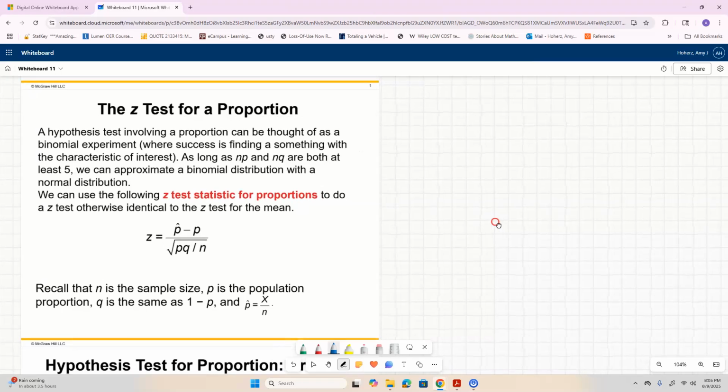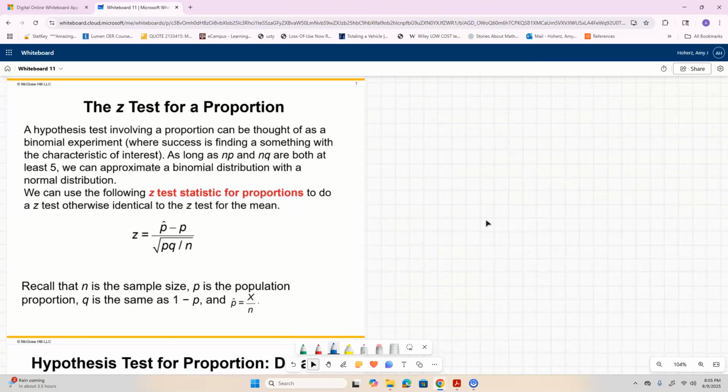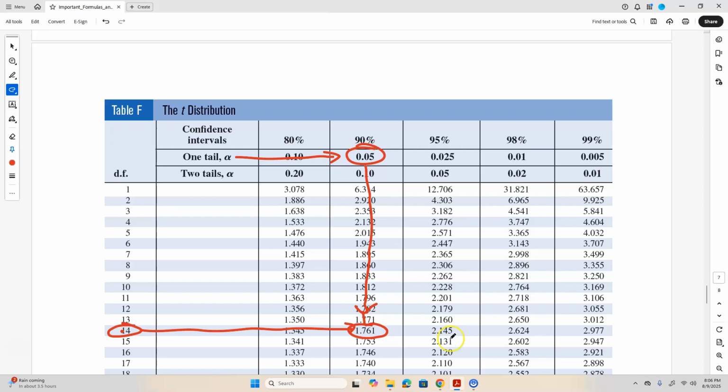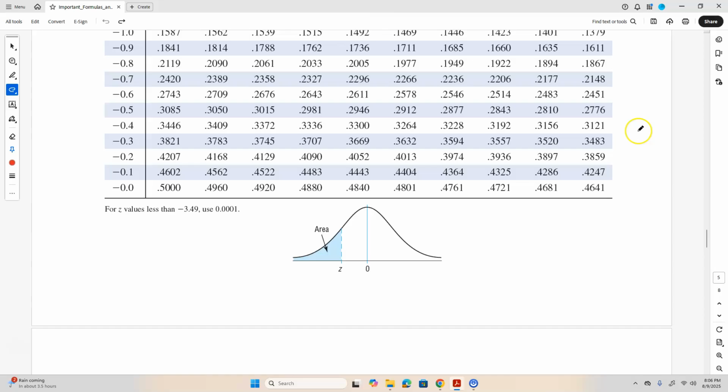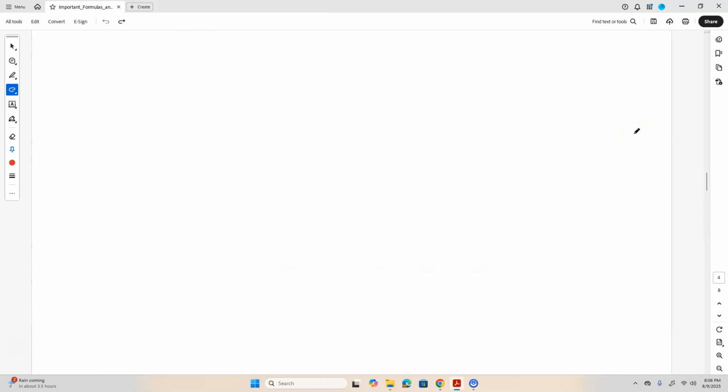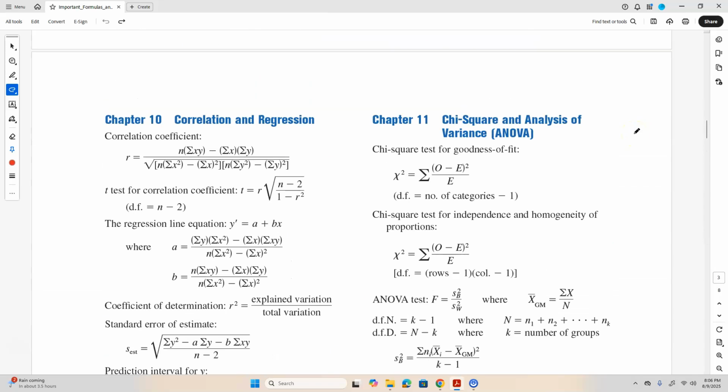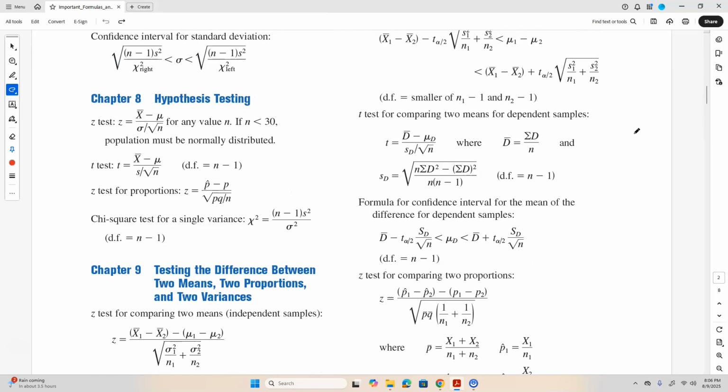All right. Now, how is the z-test for proportion different? Very little is different. The only major thing that's different is you have a different formula. Remember though, these formulas are all on your formula sheet. You don't have to memorize any of these formulas. You just have to know what the variables are. If you go up to chapter 8 on your formula sheet, you can use this on your exam and you'll see z-test.